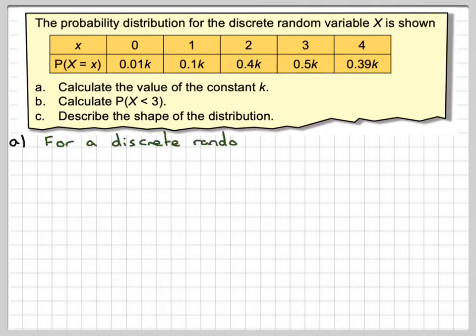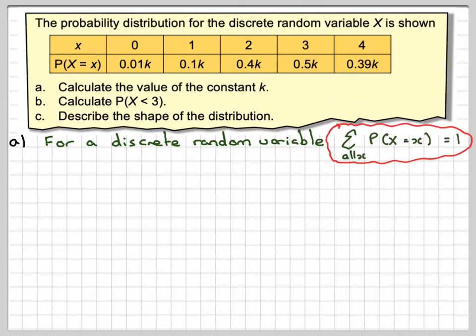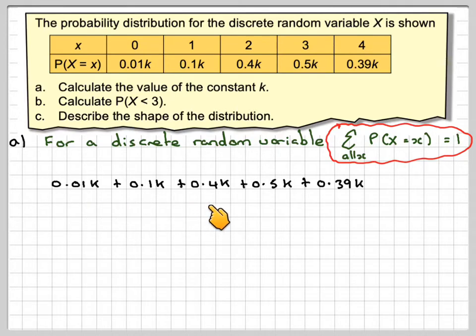Now, for a discrete random variable, the sum of all the probabilities is equal to 1. So if we add all these probabilities up, 0.01k plus 0.1k plus 0.4k plus 0.5k plus 0.39k is going to be equal to 1. If we now add these numbers up, it will give me an answer as a fraction of 7 over 5k is equal to 1. And therefore, rearranging that, we're going to get that k is going to be 5 over 7.